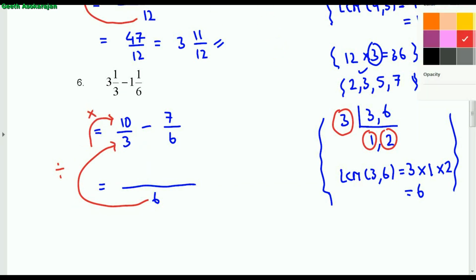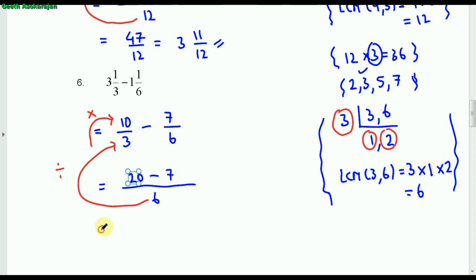So if I take my blue pen, 6 divided by 3 is 2. 2 times 10, 20. Minus, so minus in the middle. 6 divided by 6 is 1. 1 times 7 is 7. So if I continue below, I can tidy the numerator. 20 minus 7 is 13. So 13 over that 6.